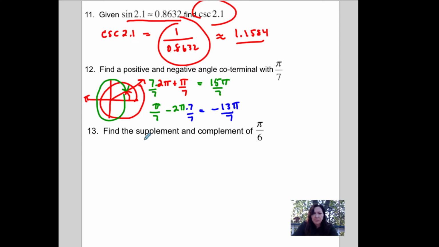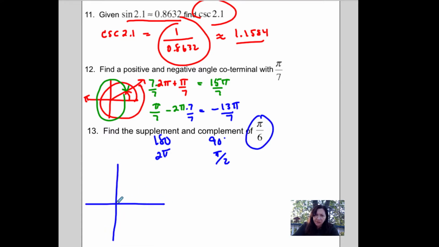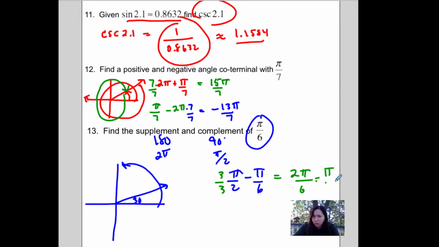Supplement and complement. Supplementary angles add up to be 180 or 2 pi. Complementary angles add up to be 90 degrees or pi over 2. So if I start off with pi over 6, keep in mind pi over 6 is 30 degrees. And so I'm trying to find the complement to that. So that would be from here to here. The complement would be pi over 2 minus pi over 6. And so that would just multiply by 3 over 3 to get the 6. So this is going to be 2 pi over 6, which is pi over 3.